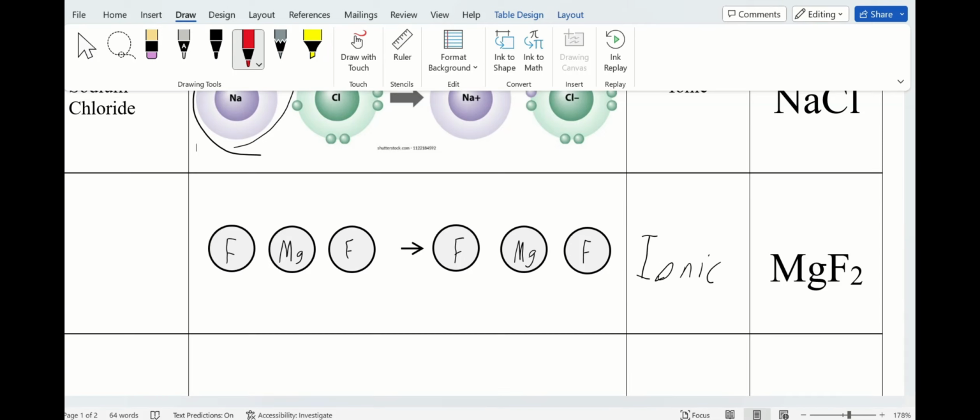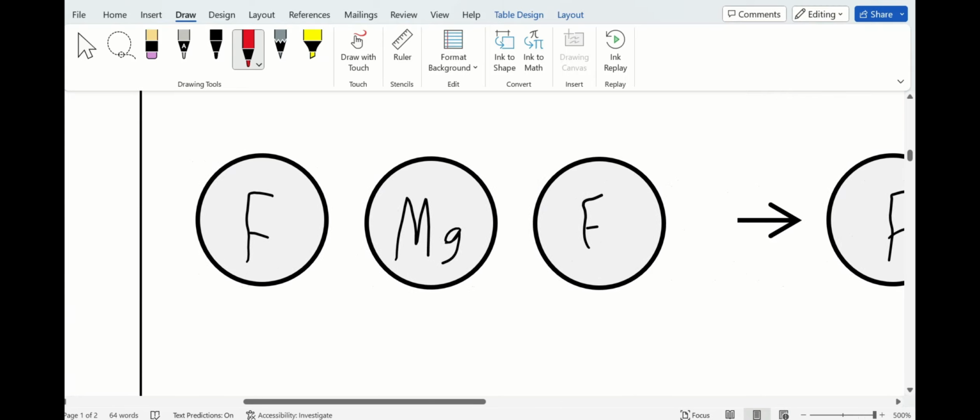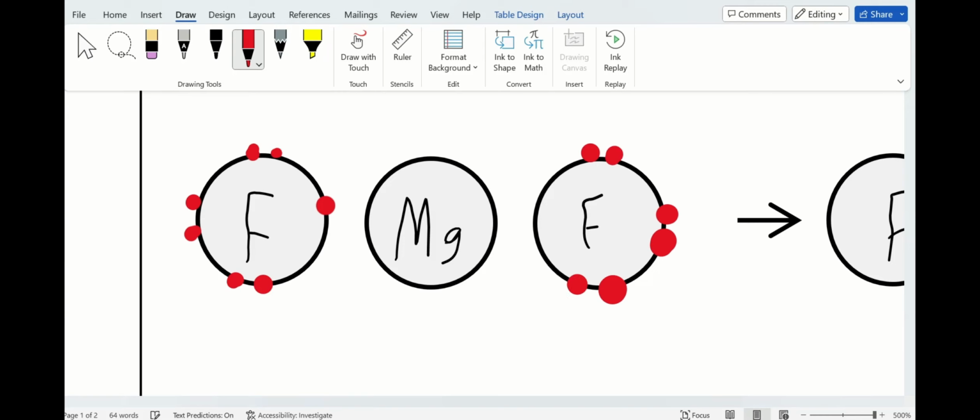Right, so first things first, we're going to go ahead and draw in our valence electrons. I'm going to zoom in a little bit here. So for fluorine, we decided that was 7, right? 1, 2, 3, 4, 5, 6, and 7. I'll go ahead and do that on both of those. And for magnesium, we decided there were 2. We'll draw those up here at the top.